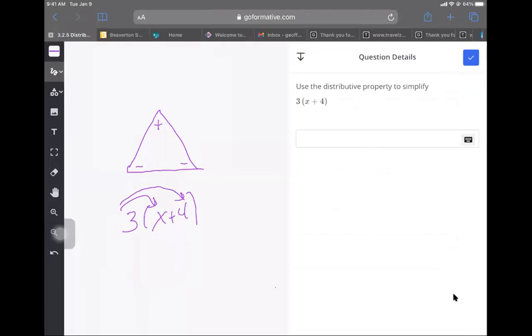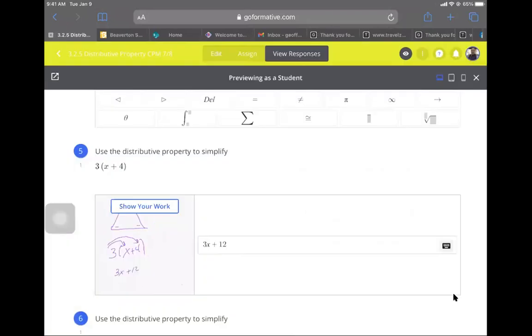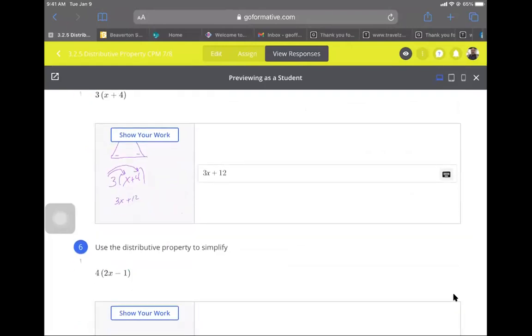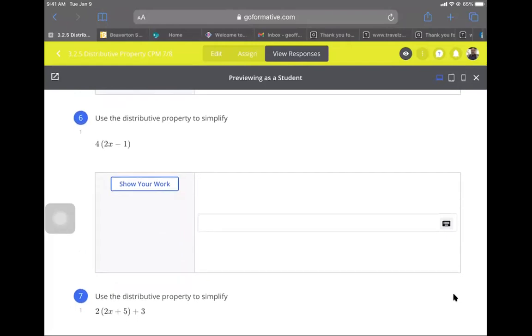So what does 3 times x equal? Do the first part. 3 times x. 3x. And then what is 3 times 4? 12. Boom. That's it. How nice is that? Okay. So the distribution really, if you think about it, it's not too terrible. It's just you have to be careful.